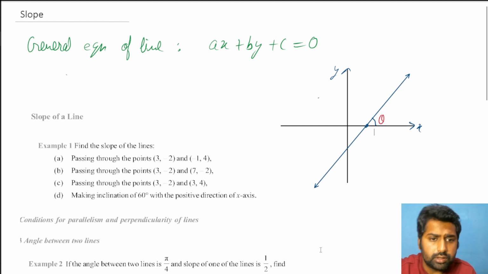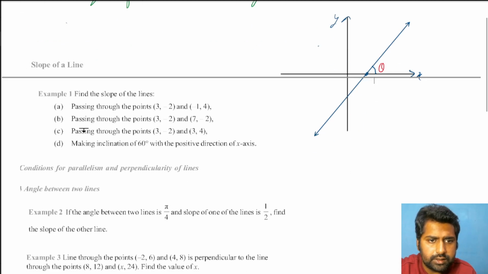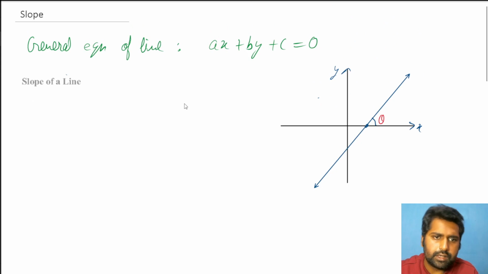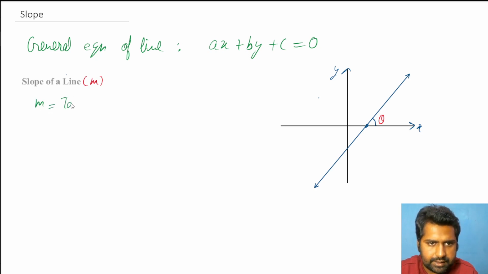Now the first term that you have to study in this chapter, straight line, is slope of a line. Slope of a line will be represented by m, and this m is tan of this theta. Remember that the angle will always be measured with respect to the positive x-axis, and whatever that angle is, tan of that angle is known as slope, tan theta.